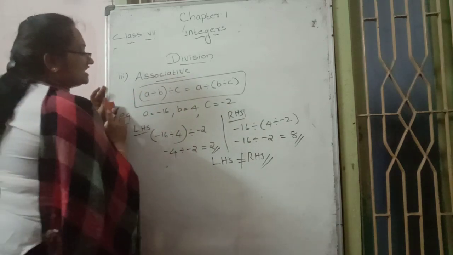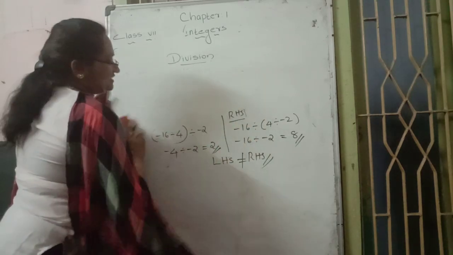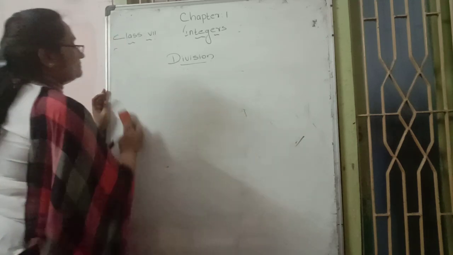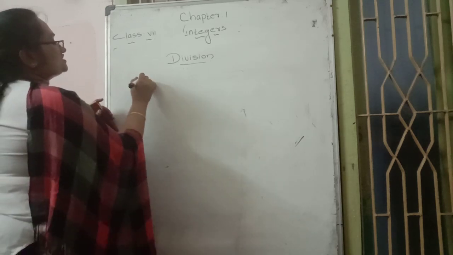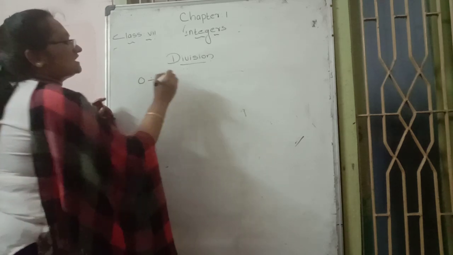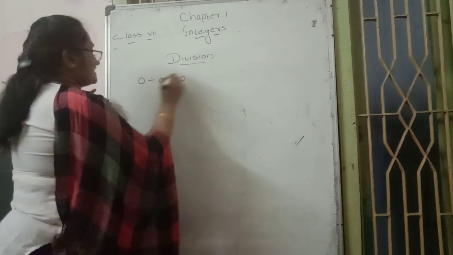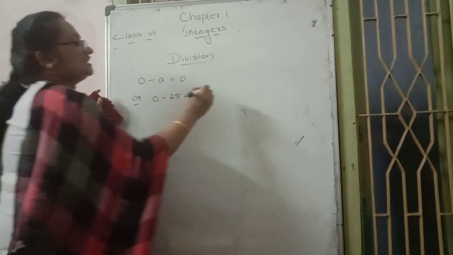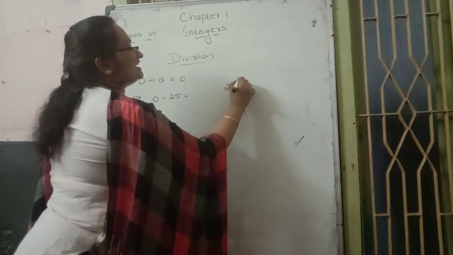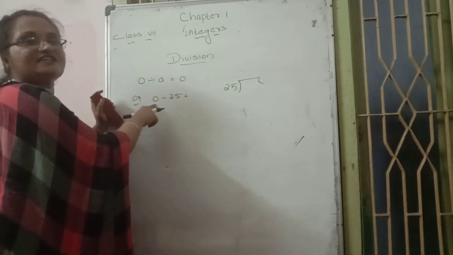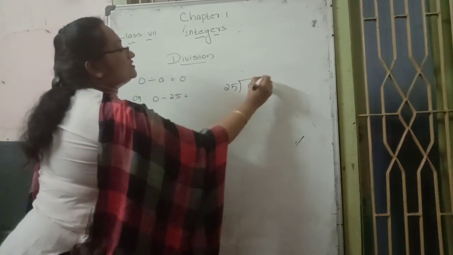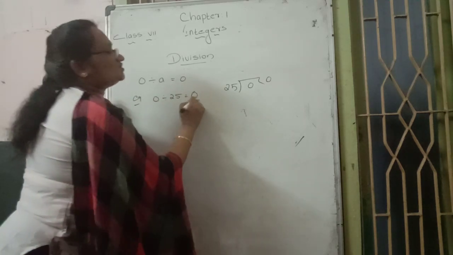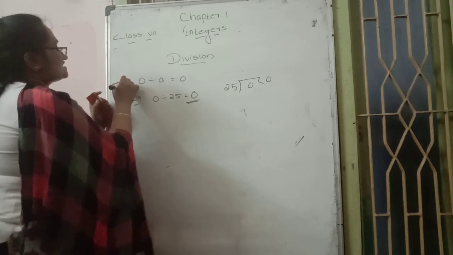Then this is our third property. Next, in the division case, when 0 is divided by any number, what is the answer? We get 0. Example, 0 divided by 25. 25 keep outside and the first number is our dividend. 25 table 0 means 25 into 0 becomes 0. So the answer becomes 0. This is our fourth rule.